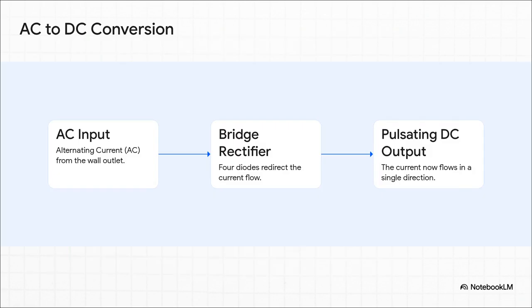And check this out, when you put 4 diodes together in what's called a bridge rectifier, something really clever happens. No matter which way the AC input is swinging, these diodes automatically redirect the flow so the output is always going in the same direction. What we get is a positive, but still pretty bumpy, pulsating DC signal.